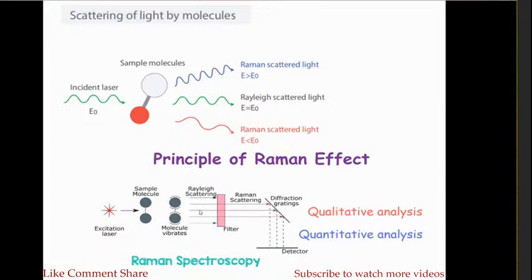These molecules are vibrated. Based on the vibration, that produces the Rayleigh scattering, and that scattered image is observed by the diffraction grating. There is no light; based on the vibration alone, the detector recognizes the signal. Okay? This is another image.